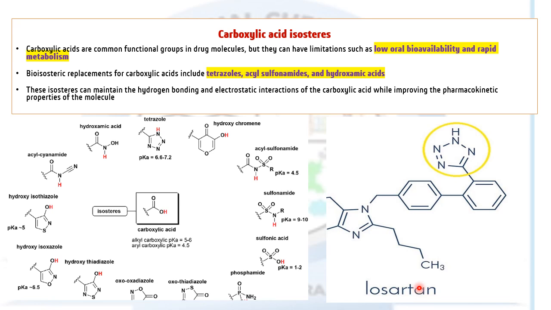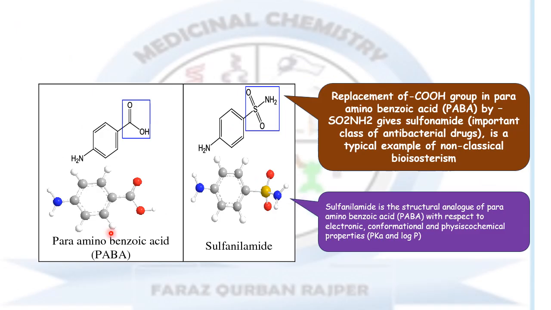This is one of the angiotensin receptor blockers, which is used in the treatment of hypertension. So when the carboxylic acid group was replaced with the tetrazole, it was converted into a more potent drug molecule. Another example of carboxylic acid bioisosteric replacement is PABA, para-aminobenzoic acid, in which carboxylic acid is replaced with the sulfonamide functional group, leading to sulfanilamide, which is one of the classical examples of an antibacterial drug.